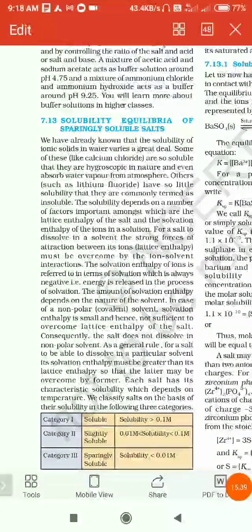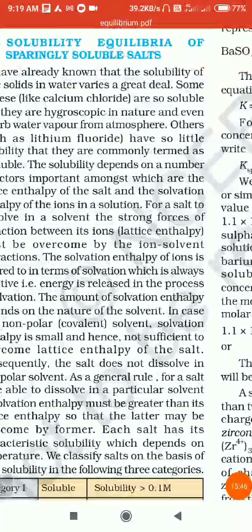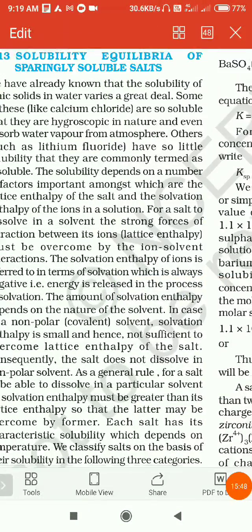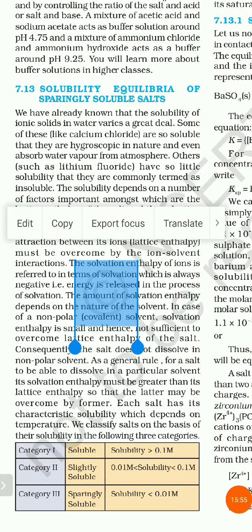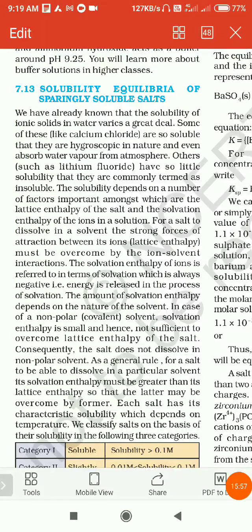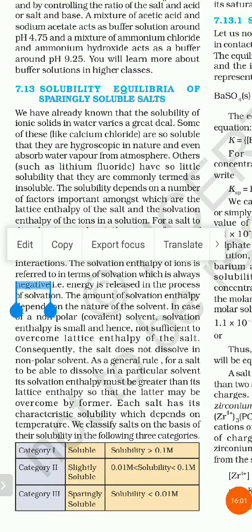That means intermolecular attractions take place between the ions of the salt you have taken and the solvent. The solvation enthalpy of ions is referred to in terms of solvation, which is always negative. Solvation is nothing but how the ions dissolve in water. So those values give negative values.